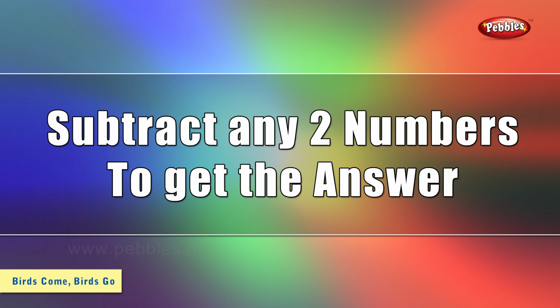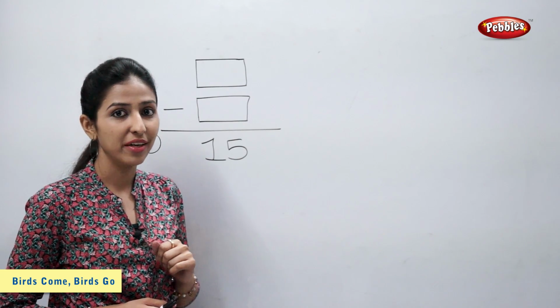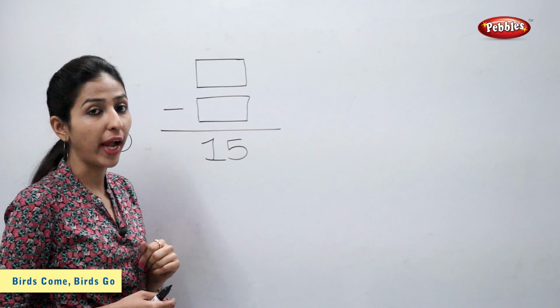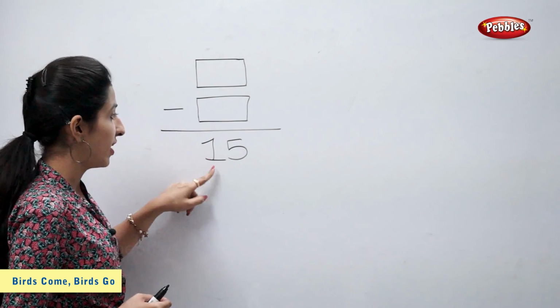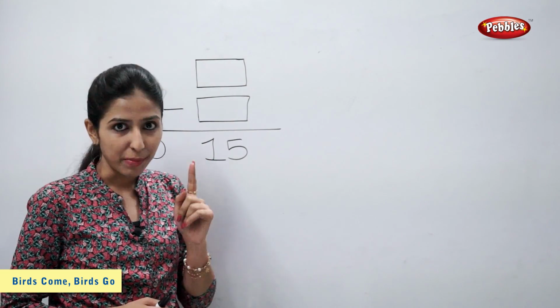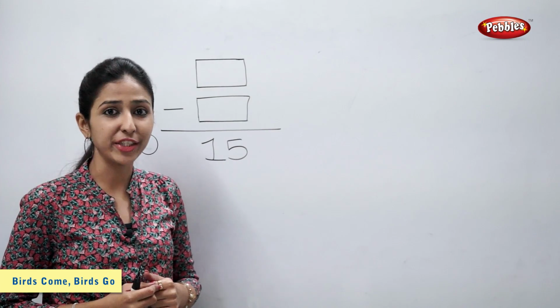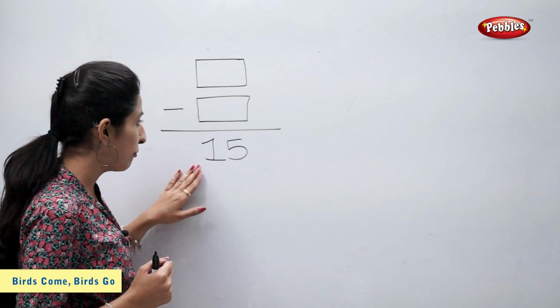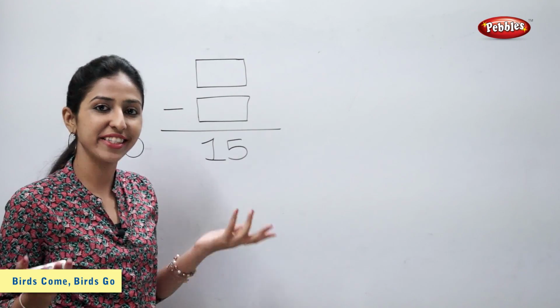Subtracting a combination of any two numbers to get the answer. Students, here we have a different kind of sum. We have answer 15. We have to find two numbers, subtraction of which is 15. Remember students, to get a particular number, we can use a combination of any two numbers. For example, to get 15, I can say 20 minus 5 is equal to 15.